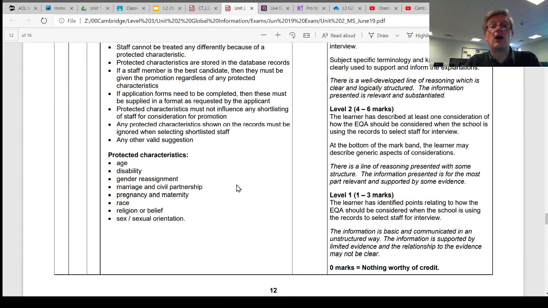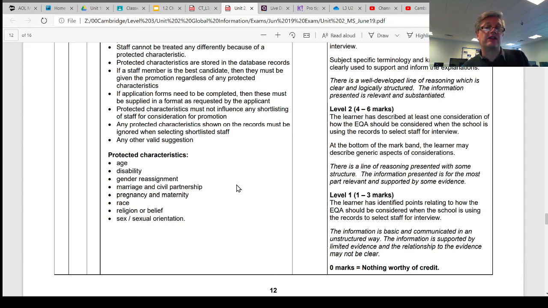Protected characteristics also shouldn't influence shortlisting of staff. So you're not really in a position to say we want to promote somebody because they're in a civil partnership. We want to show that we're not homophobic by promoting people who are gay, because then you're discriminating against people who are the right candidate for the job, but don't necessarily have one of these characteristics. So you're not allowed to use these characteristics to influence or shortlist staff just because they happen to have them.